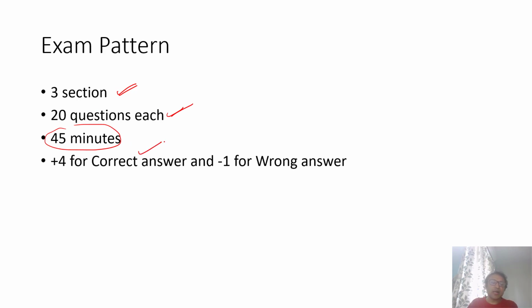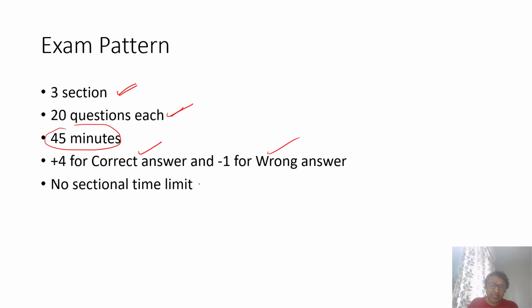It is +4 for a correct answer and -1 for a wrong answer. So don't try to do too much guesswork. Okay, intelligent guessing is fine. I mean, if you're confused between two options, just mark one and move forward without wasting your time. But blind guess, avoid. If you don't have any idea about the options, please go ahead. But if you have some idea, then you can mark and go ahead.